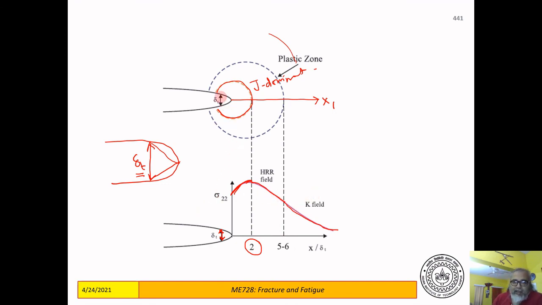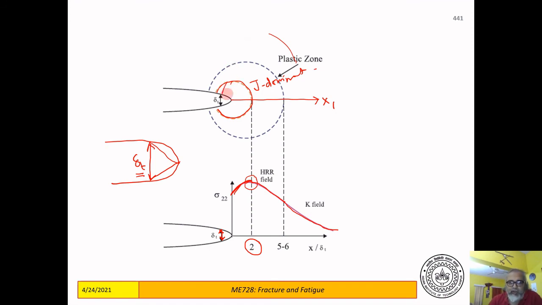Remember, delta t is proportional to J. So the crack becomes blunter and blunter as J increases, and therefore this point, as delta t increases, will move further and further to the right. So will this point. So this is the complete picture at the crack tip. This is what happens at the crack tip.